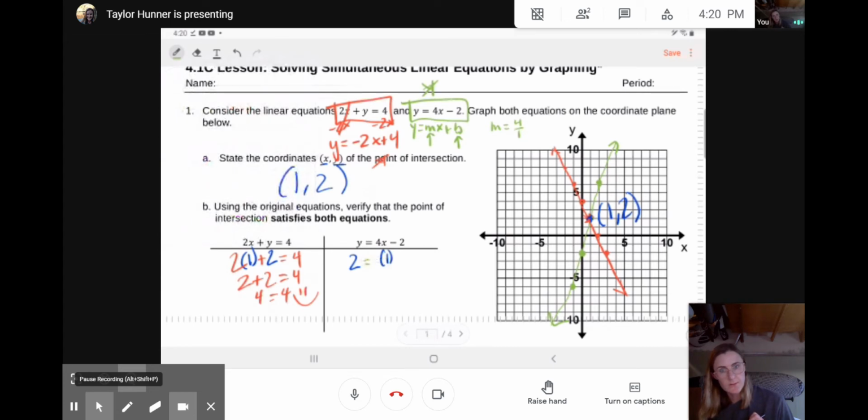Next equation, y is equal to 4 times x minus 2. So now 2 equals 4 times 1 is 4, 4 minus 2 is 2, so it works. So this point satisfies both equations because it's on that line. So the only way you ever have a solution is if it works for both.